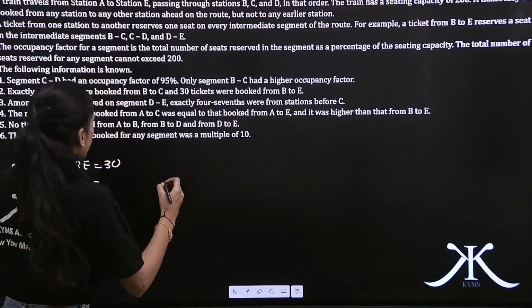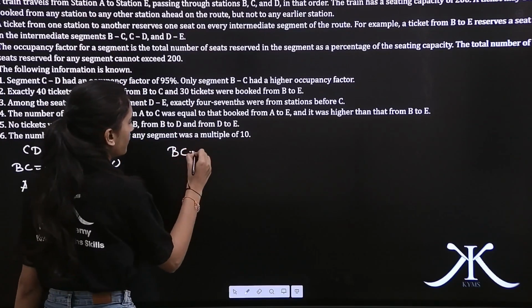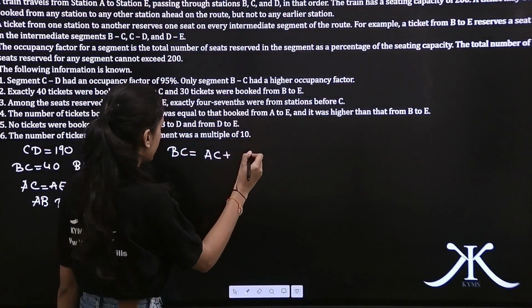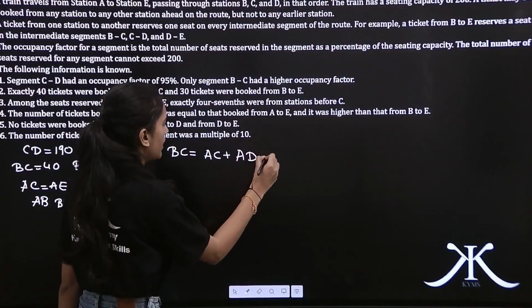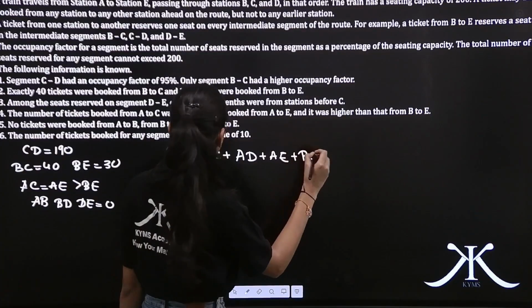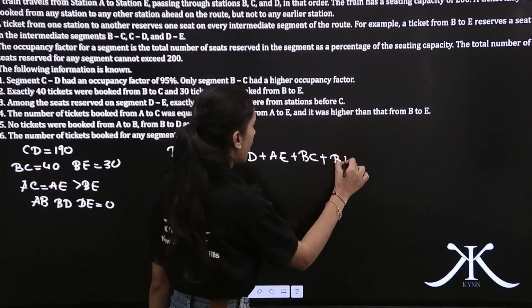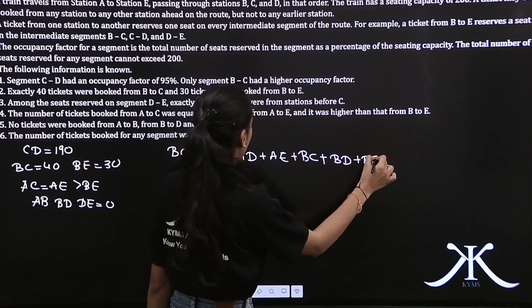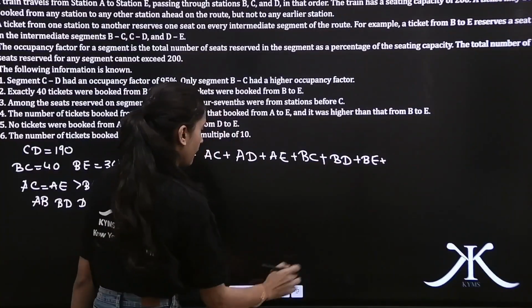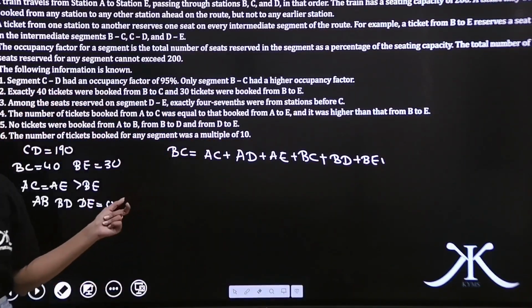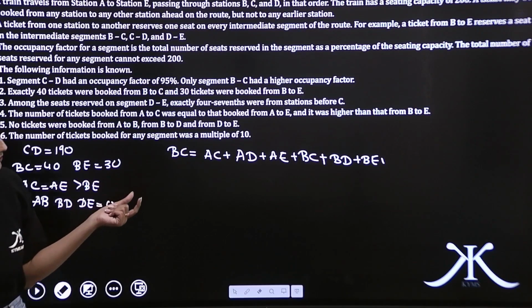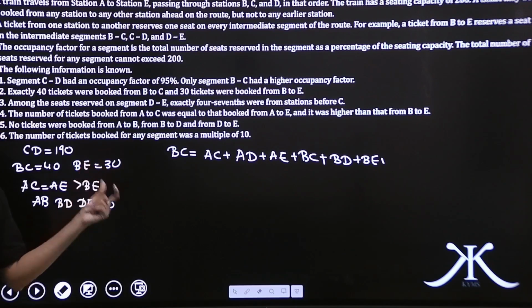Okay, so now let's make the equation for segment BC. For BC it would be AC plus AD plus AE plus BC plus BD plus BE. AC plus AD plus AE plus BE plus BC plus BD.